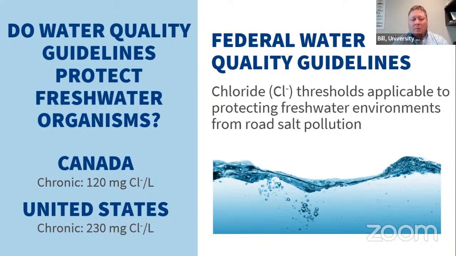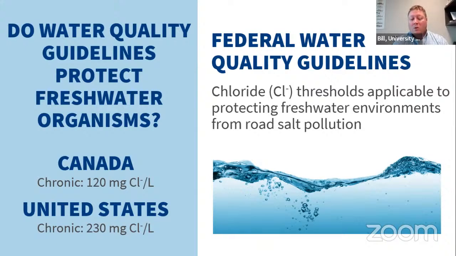And so there's a couple of numbers I want you to remember for the next few minutes: the chronic thresholds of 120 milligrams of chloride per liter in Canada, and 230 milligrams of chloride per liter in the United States. So keep these thresholds in mind. These are the chronic thresholds designed to protect the vast majority of freshwater organisms.